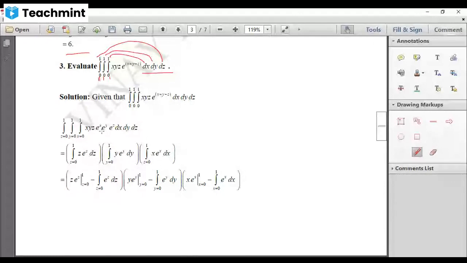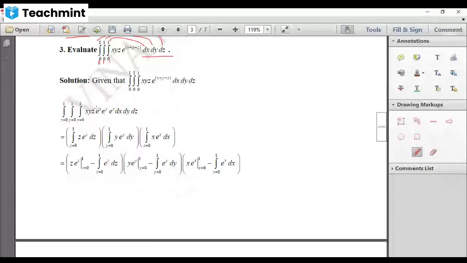How? X into e to the power of x into dx, that will be one group. This is the limit for x, not y. X into e to the power of x into dx, one group. Y into e to the power of y into dy, another group. Z into e to the power of z into dz, another group.